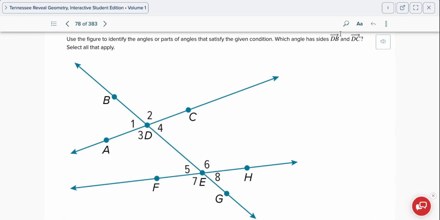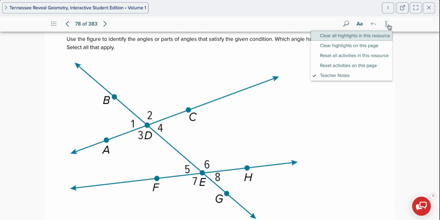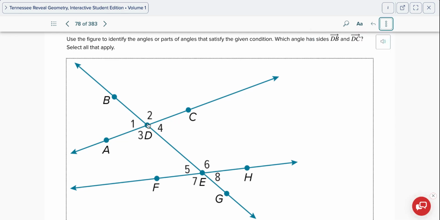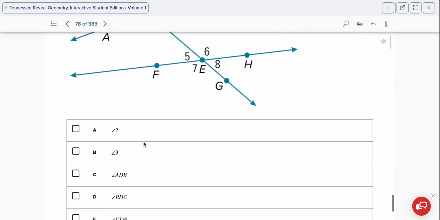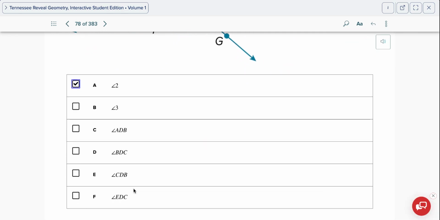And I wish I had a highlighter. That'd be outstanding if I could highlight this sucker. Here, clear highlights. Well, darn. Anyway, it's angle 2. Definitely not 3. Oh, okay. I got multiple answers here.